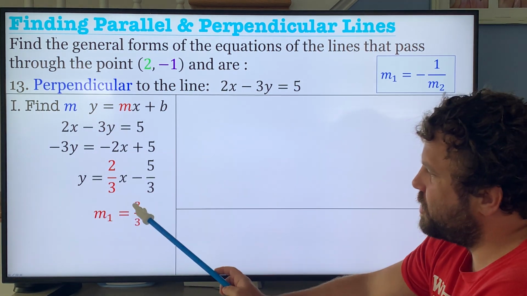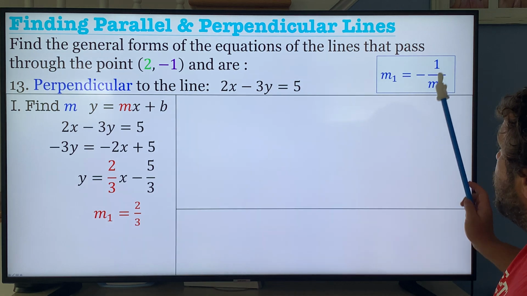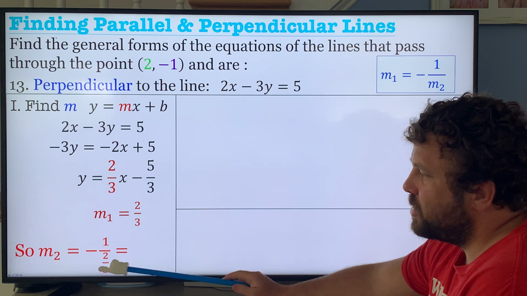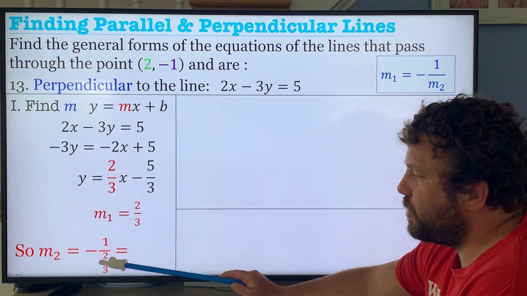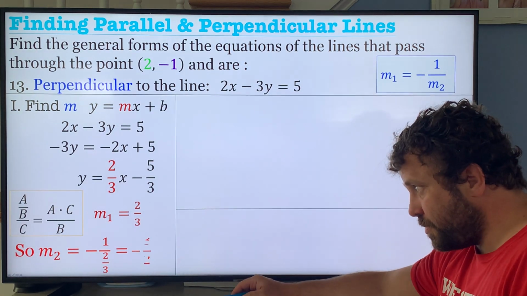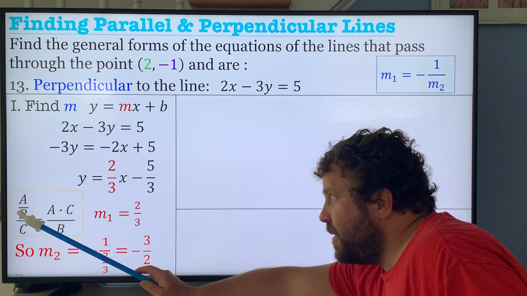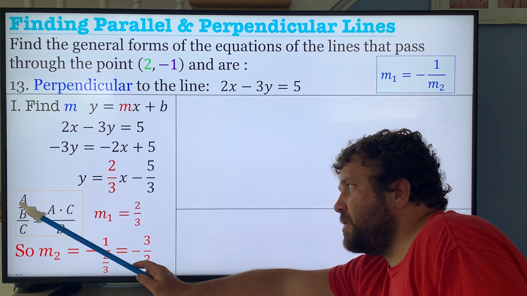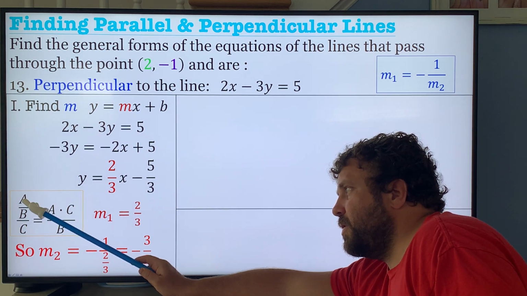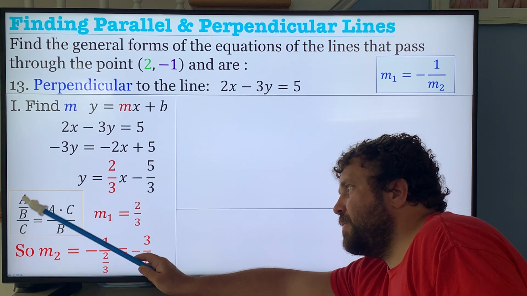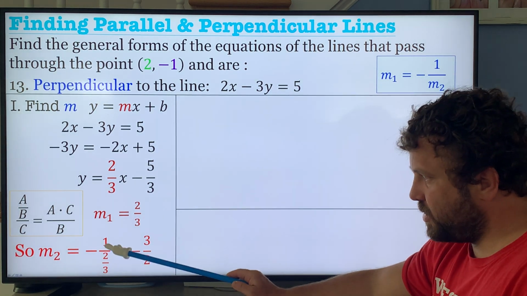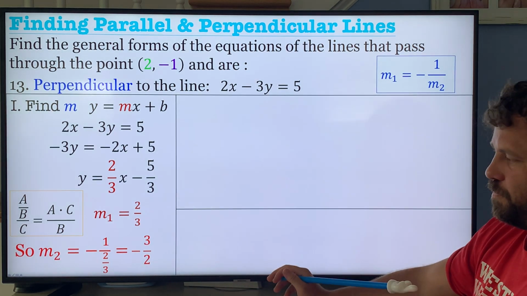But now, m1 is 2/3, m2 is -1 over m1. So what that means is I have to reciprocate this and change the sign. So it's -1 over 2/3. So the reciprocal of 2/3 is, you got it, 3/2. Now, what does this mean over here? It means that if I take a number divided by a fraction, what pretty much happens is the second denominator moves to the numerator. A divided by B over C is the same as A times the reciprocal, C over B. That's why it's 3 times 1, which is 3, over 2.